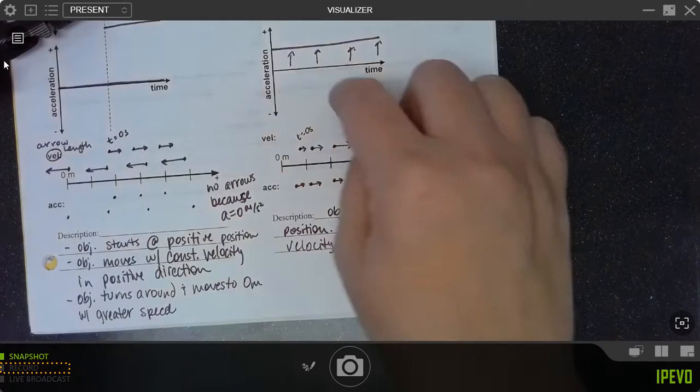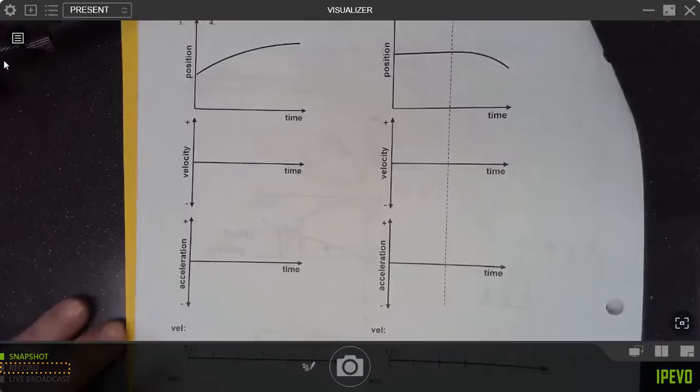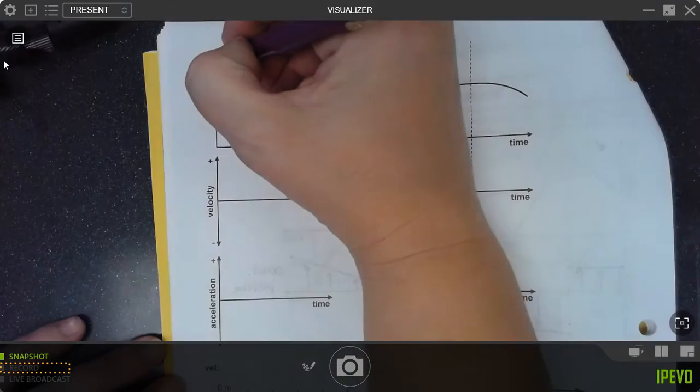You guys have any questions about number 2? Am I going too slow or too fast? Good. This is okay? All right. Ugh, all my numbers. I thought I had fixed those.